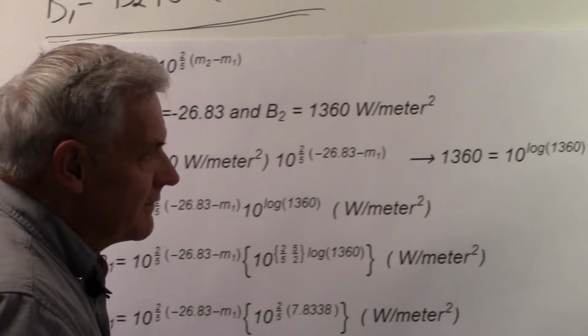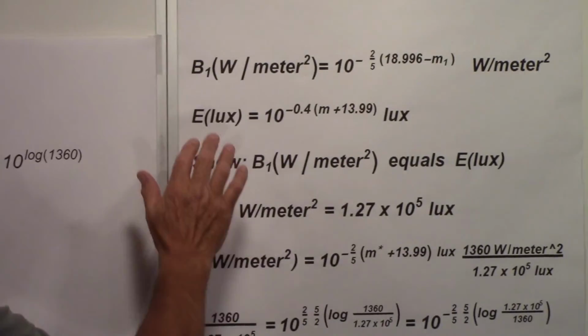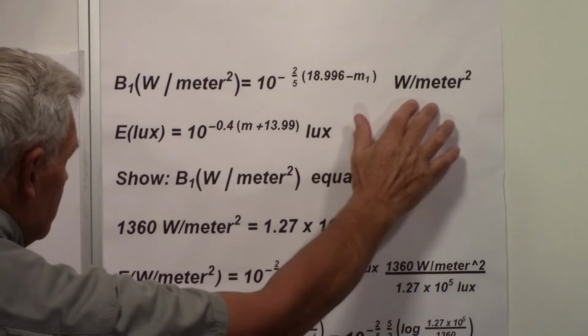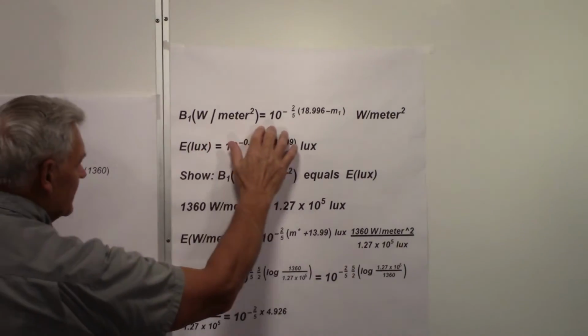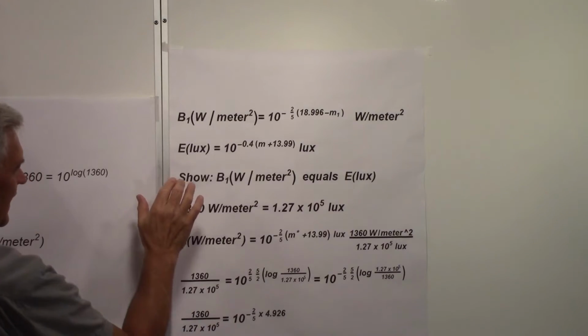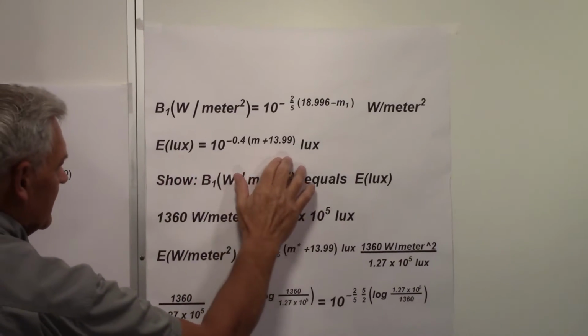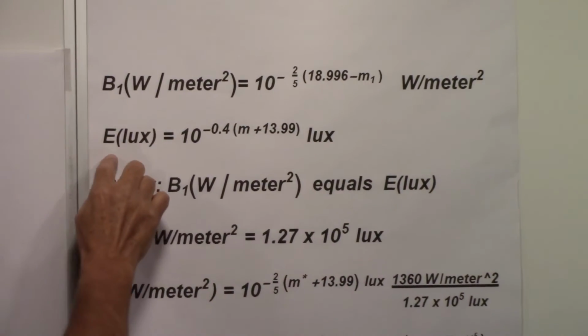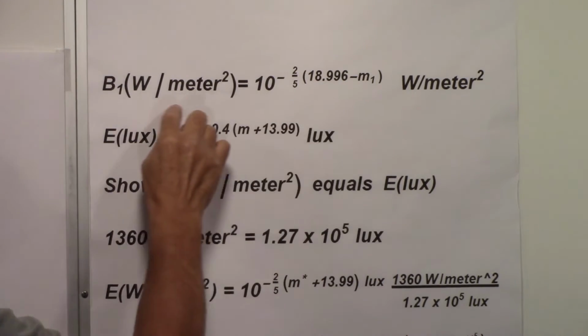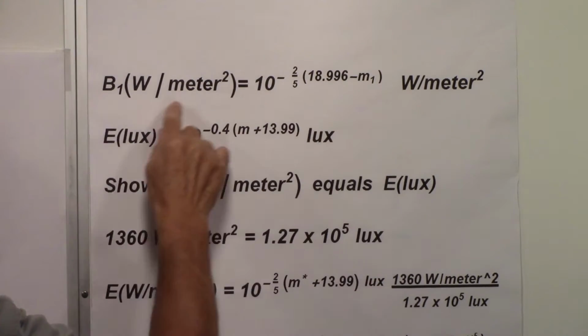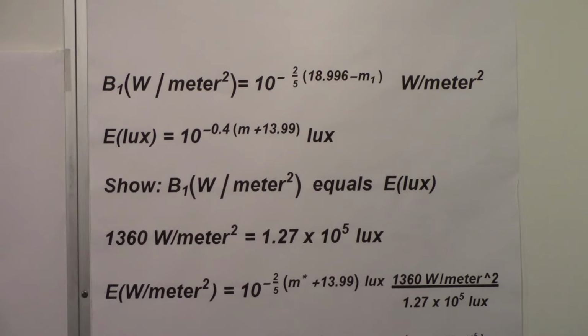So if we come over here, here is the expression again that we just developed. And here is the expression in the Observer's Handbook of the Royal Astronomical Society of Canada. So we want to figure out a way to show these are equivalent, more or less equivalent. I don't know exactly what numbers they used, so we're going to be close, but it's not going to be exact.